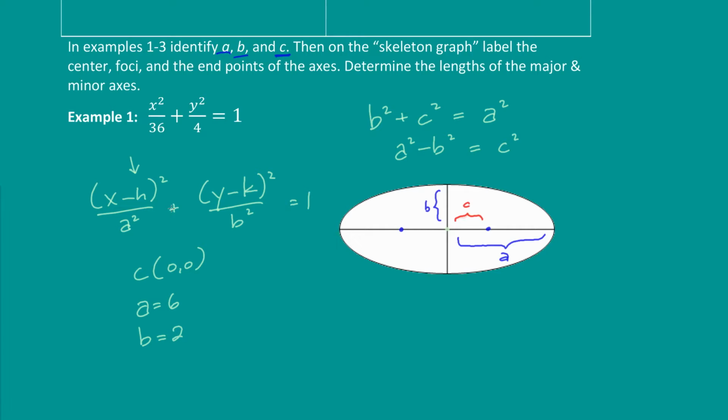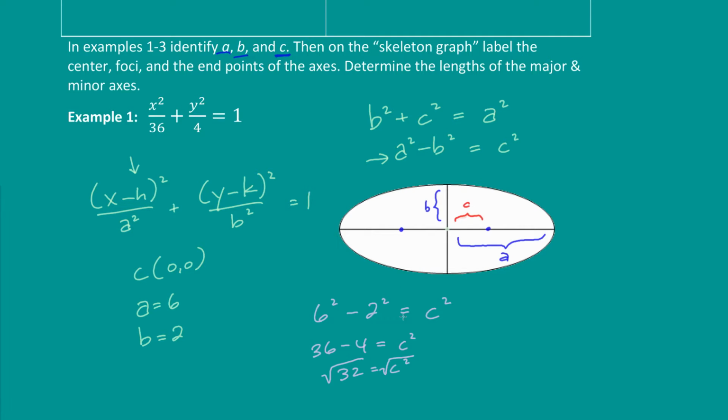How do we find our c? Well, we plug it into this Pythagorean theorem, and we get that 6 squared minus 2 squared equals our c squared. So 36 minus 4 equals c squared. 32 equals c squared. And we square root both sides, and we get the square root of 32.